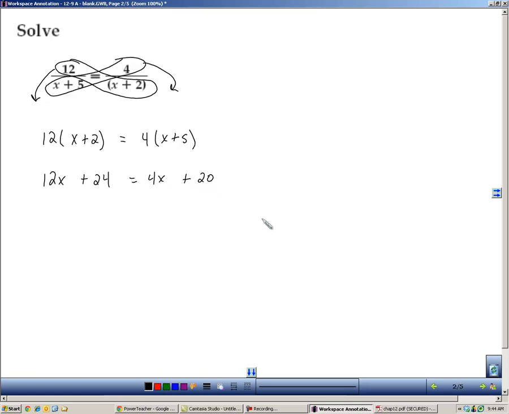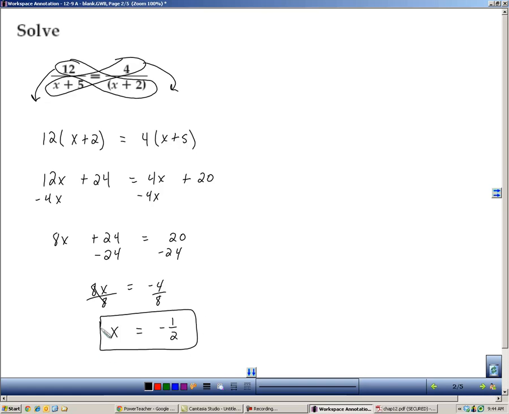And now just simplify this, move the smaller coefficient by subtracting the 4x. Now throw the party or do PEMDAS in reverse, subtract the 24. So 8x equals negative 4, and then divide by 8. We're going to reduce that fraction to negative 1/2.